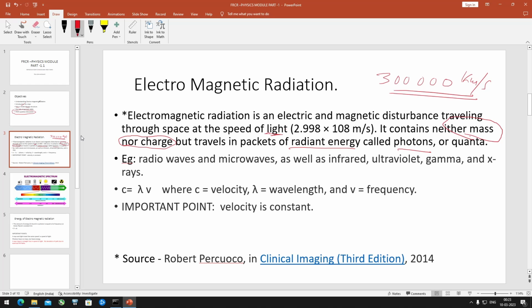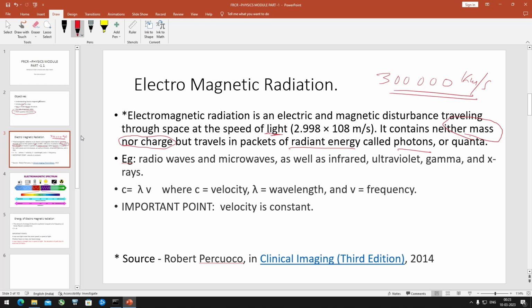The next important topic is regarding what electromagnetic radiations we know of. We know of a lot of electromagnetic radiation. The first one being radio waves to microwaves. Then we have our ultraviolet rays. Then we have our visible spectrum light. Then we have gamma rays, X-rays, etc.